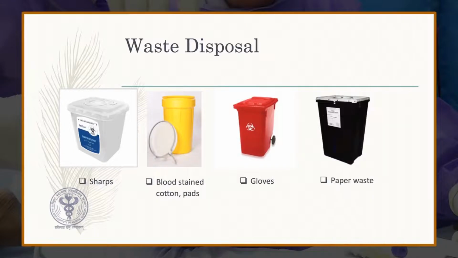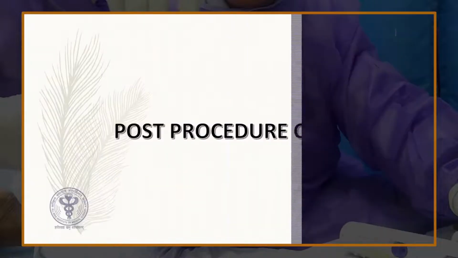Once the procedure is completed, it is essential to dispose of the waste. The sharps should be disposed in a puncture-proof box. Blood-stained cottons and pads should be disposed in a yellow container. Gloves and infected plastic waste go into a red container and paper waste will go into a black container.